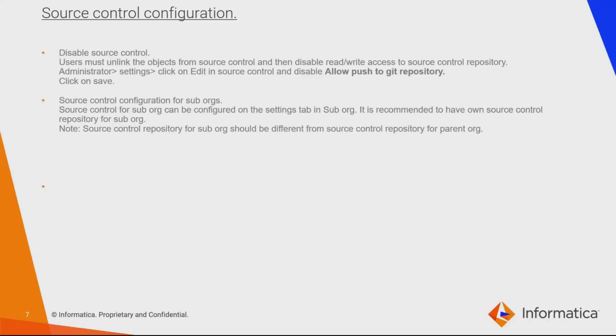Okay, disable source control. Say, for instance, I would not want to use source control. I want to disable it. Users can go and do that, but they need to unlink all the objects from source control and then disable the access from the GitHub. So here, users can go ahead and click on the settings page again, and then in the source control, just go ahead and disable allow push to Git repository.